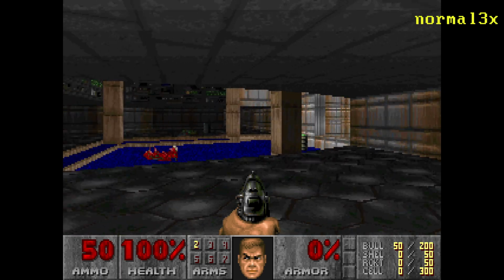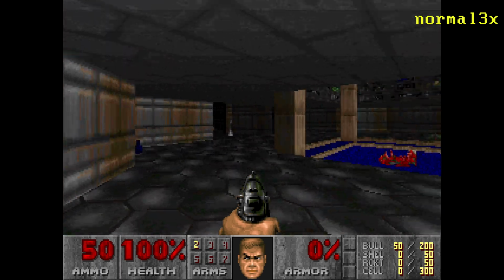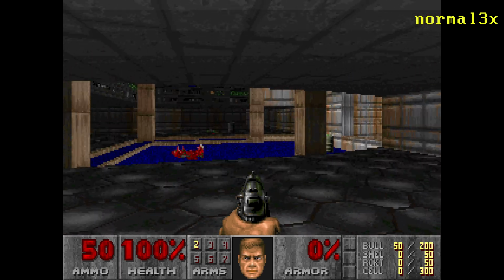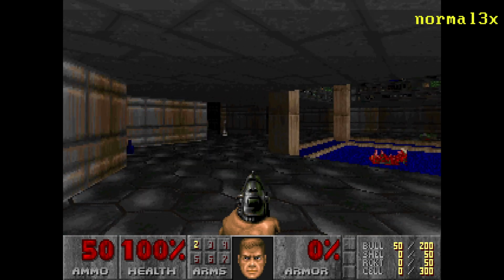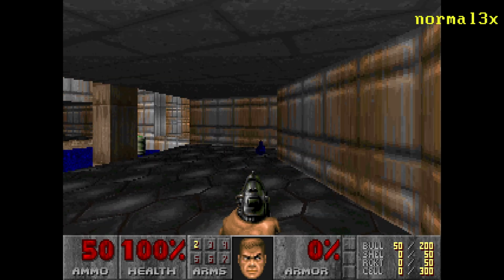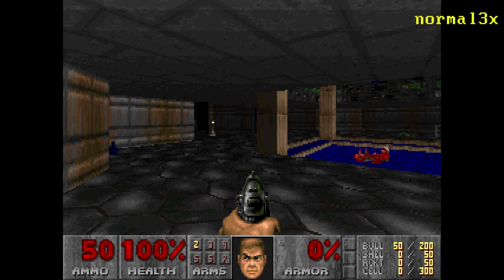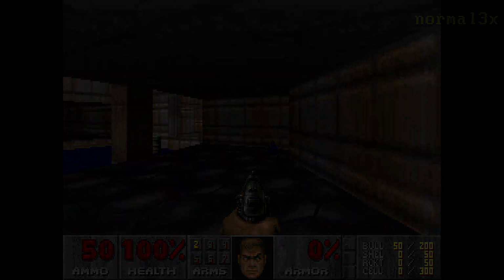Okay, welcome to me looking at the scalers. This is normal, which is the DOSBox default, and as we're looking around with Doomguy, all is well, I guess. He's just gonna stand around and not do much.